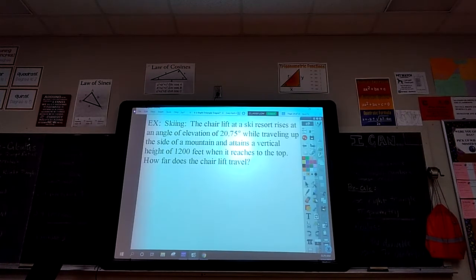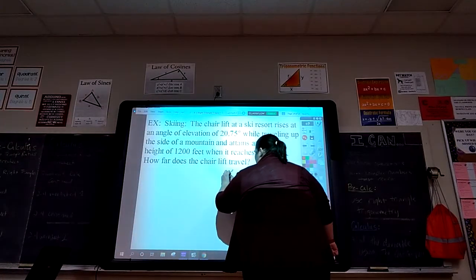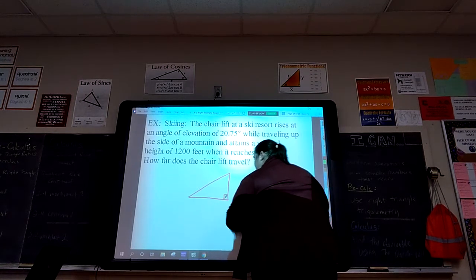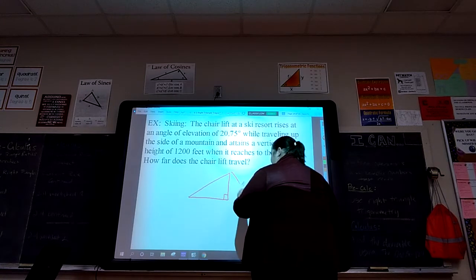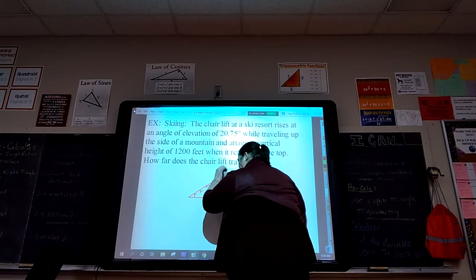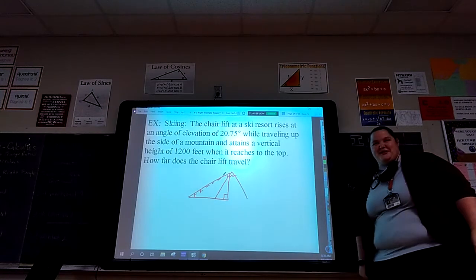Now, if you want to, you can try to draw a mountain, try to draw a little ski lift, or you can draw a triangle. So like I said, if you wanted to, you can try to draw, like, here's our mountain, then here's our little ski lift. Keep it going up the mountain. Okay, that's about as good as I can do.